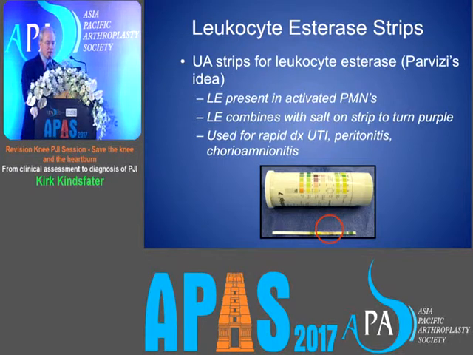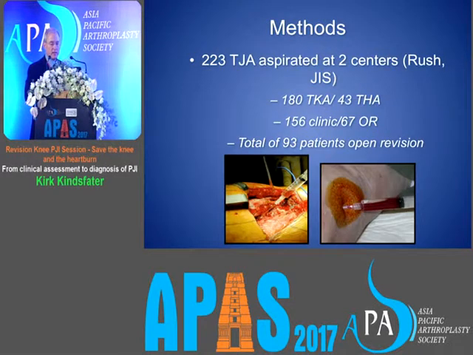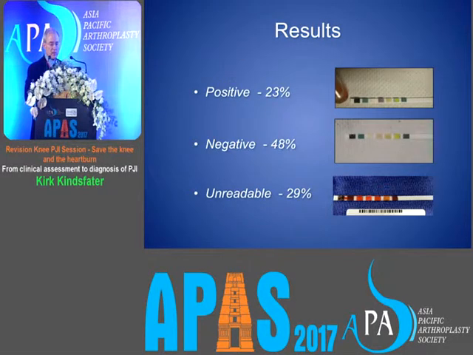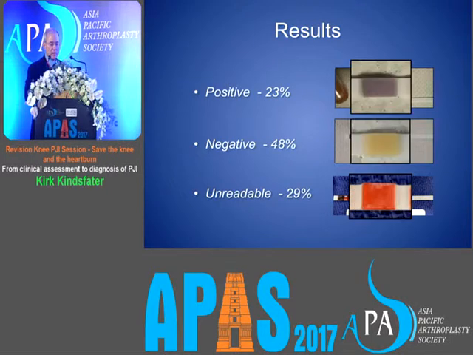Thorsten talked about this a lot yesterday, so we'll go through it quickly, but the leukocyte esterase strip is really J. Parvizzi's idea, and it's used to diagnose urinary tract infection and other infections rapidly. Out of this study where they aspirated a number of hips and knees, the bottom line is it's a good test. We saw this yesterday. A lot of these are unreadable if you use the strip because of blood contamination. You can get around that if you centrifuge your sample, and then you can test the serum still.